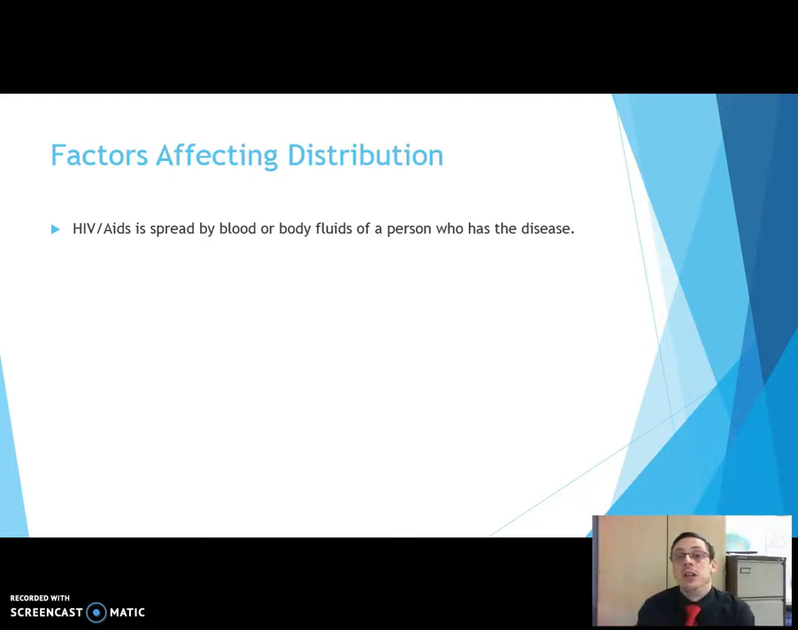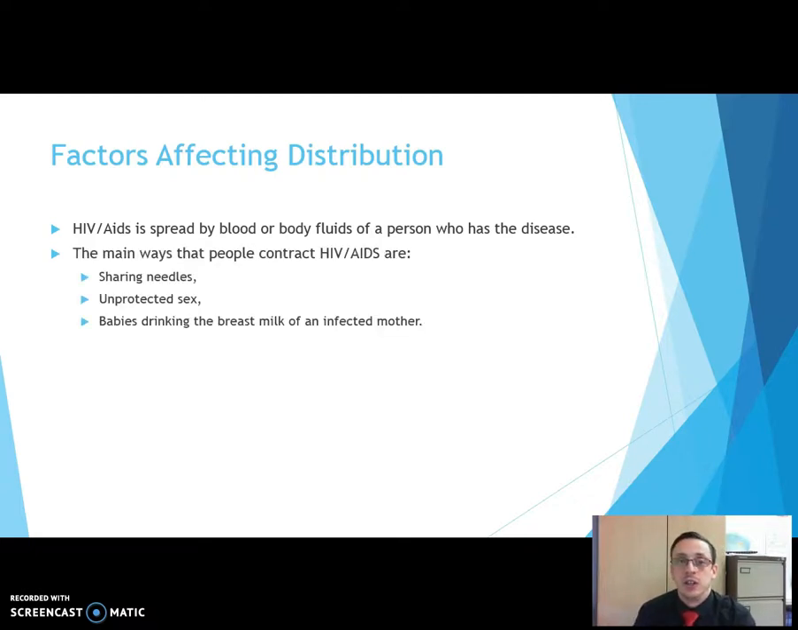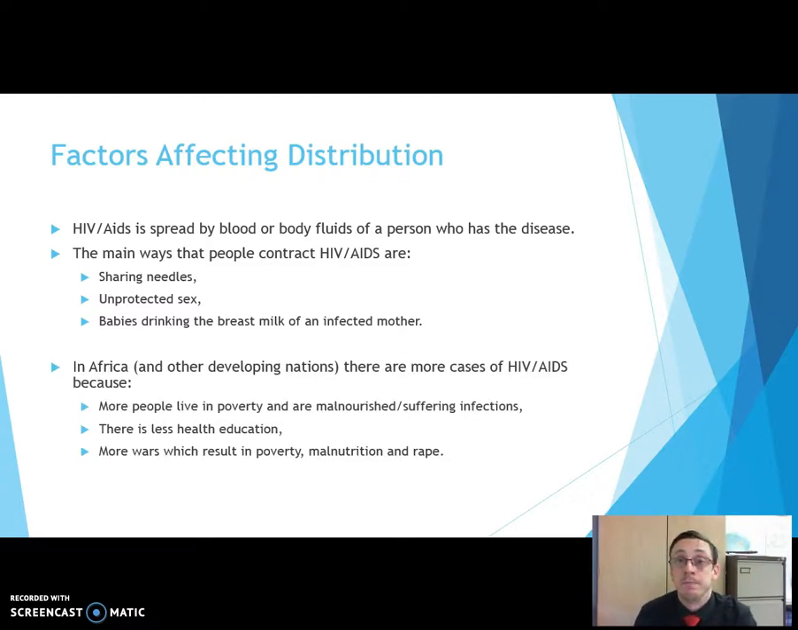But what actually leads to prevalence of HIV/AIDS in particular geographical areas? First, how is it actually contracted? The three main ways that HIV/AIDS is spread are sharing needles, unprotected sex, and babies drinking the breast milk of an infected mother.